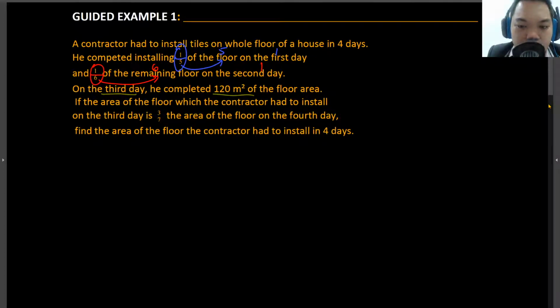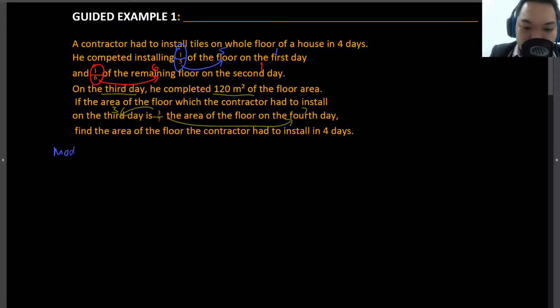And the area of the floor which the contractor had to install on the third day is 3/7 the area of the floor on the fourth day. Okay, maybe I shouldn't use green for this, later I'll change. Find the area of the floor the contractor had to install in 4 days. So over here, what can we do?